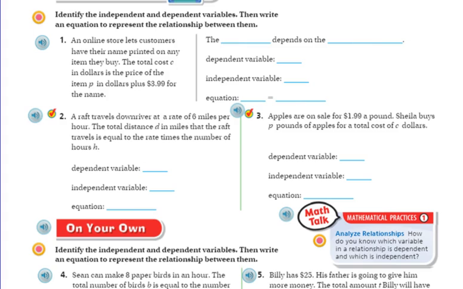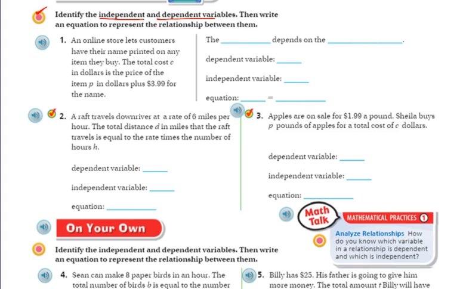So directions say identify the independent and dependent variables. So we know we have to first identify our 2 variables, the unknowns. Then write an equation to represent the relationship between them. Remember, when you write your equation, you always start with your dependent variable first. So it'll always be your dependent variable equals whatever that relationship is with the independent variable.